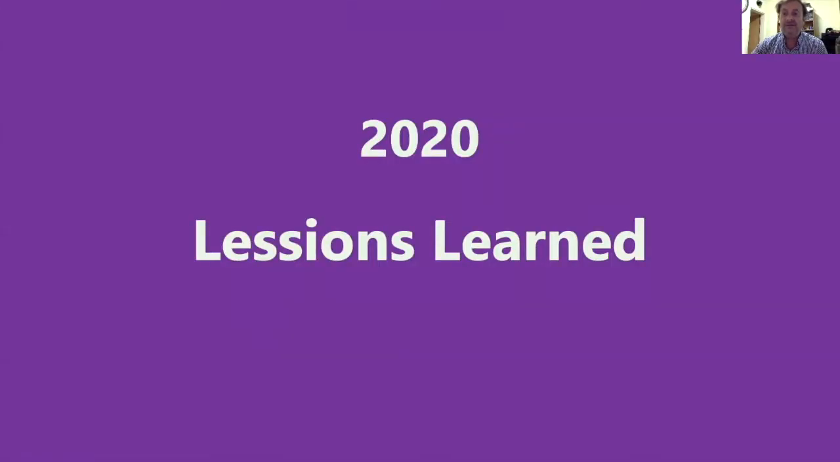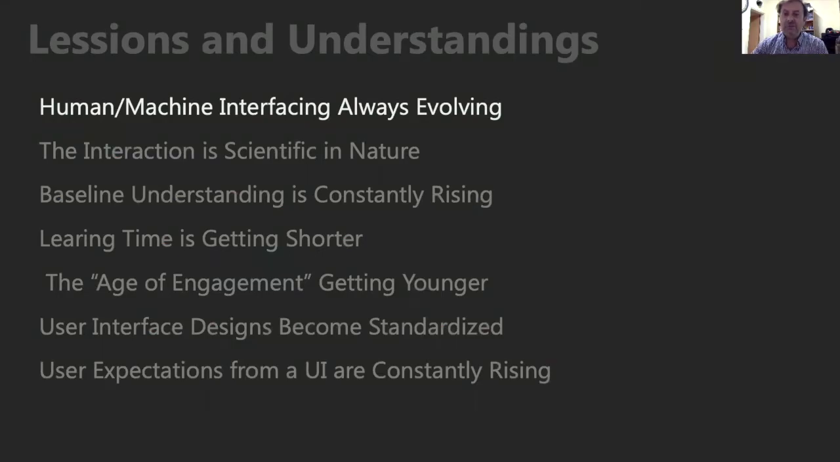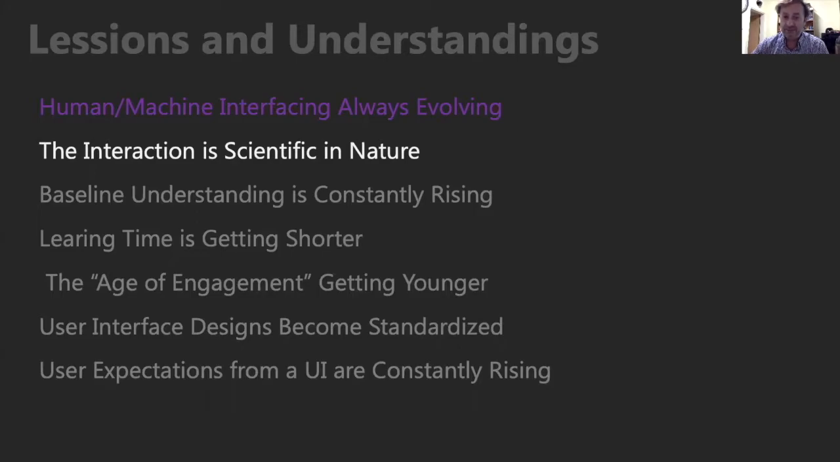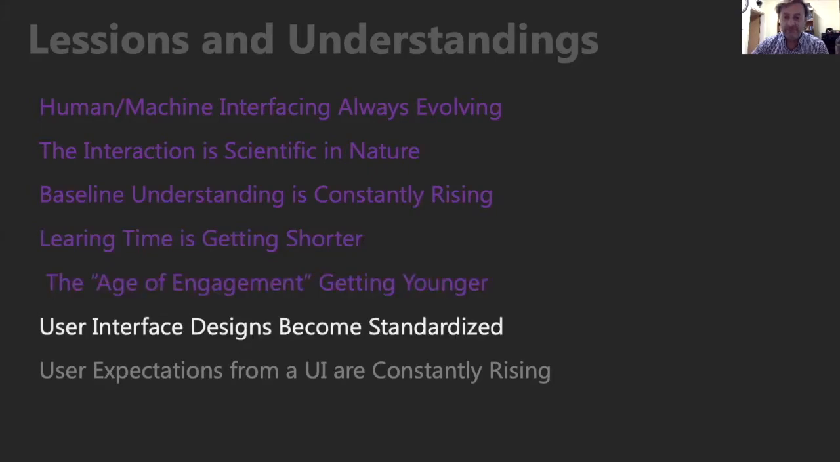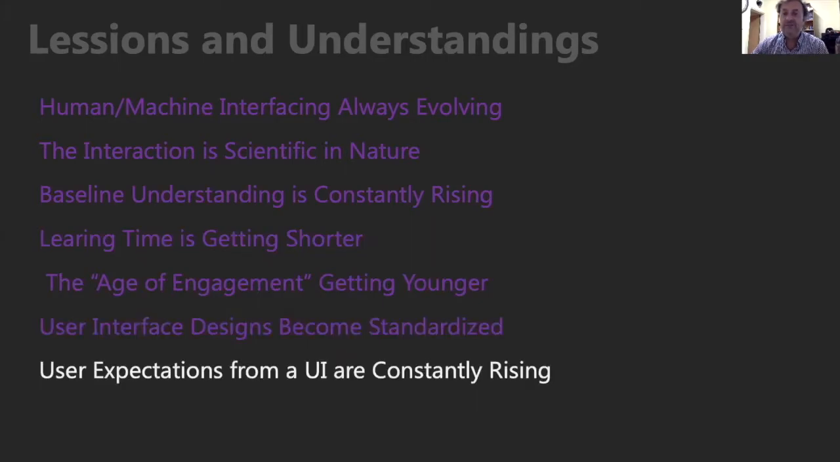Lessons learned and understandings reached. Human-machine interfacing is always evolving. The interaction is scientific in nature. Baseline understanding is constantly rising. The learning time is getting shorter. The age of engagement is constantly getting younger. User interface design becomes standardized and simplified. User expectations from the UI are constantly rising.